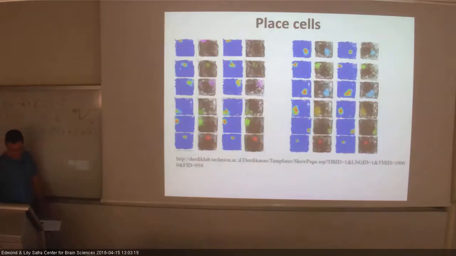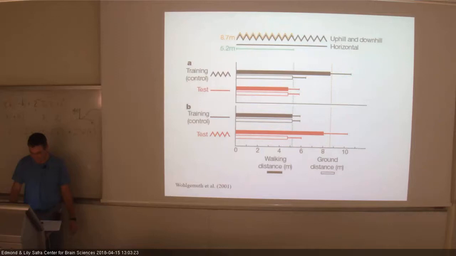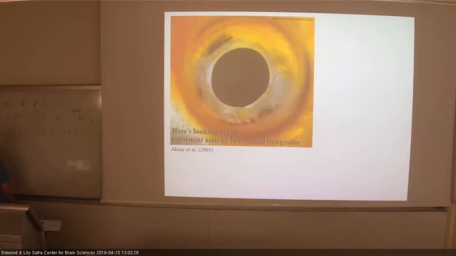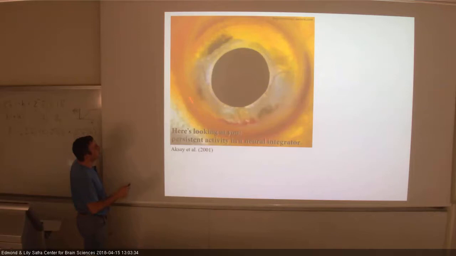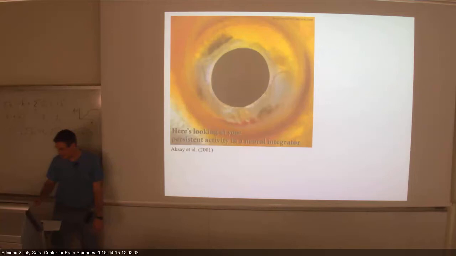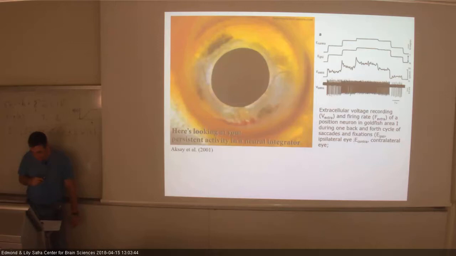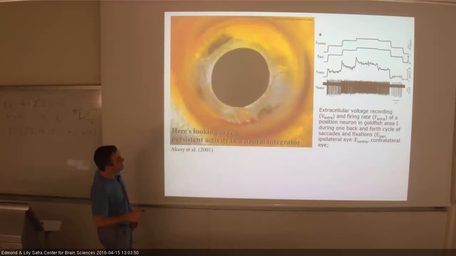So we spoke about the ant. There's one system that has been studied extensively, and this has to do with the oculomotor integrator of the goldfish. So this is the eye of the goldfish. And in the brainstem of the goldfish, there is a region that is called Area 1, composed of something like 40 neurons.